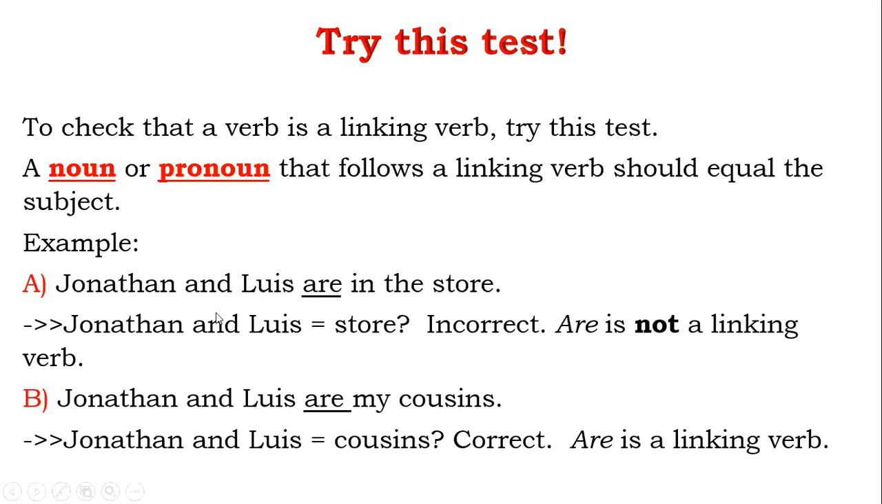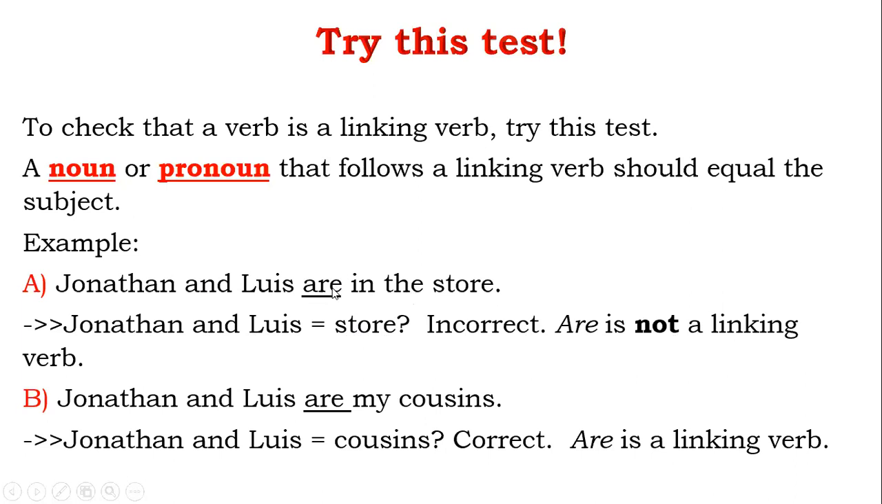So you put Jonathan and Louis. Jonathan, Louis, these are the subjects. This is who or what the sentence is talking about. And we put an equal sign, and then we put the noun that we found in the predicate next to it. Jonathan and Louis equals store. Does that make sense? No, it doesn't. It's incorrect. So in this sentence, are is not a linking verb, okay?